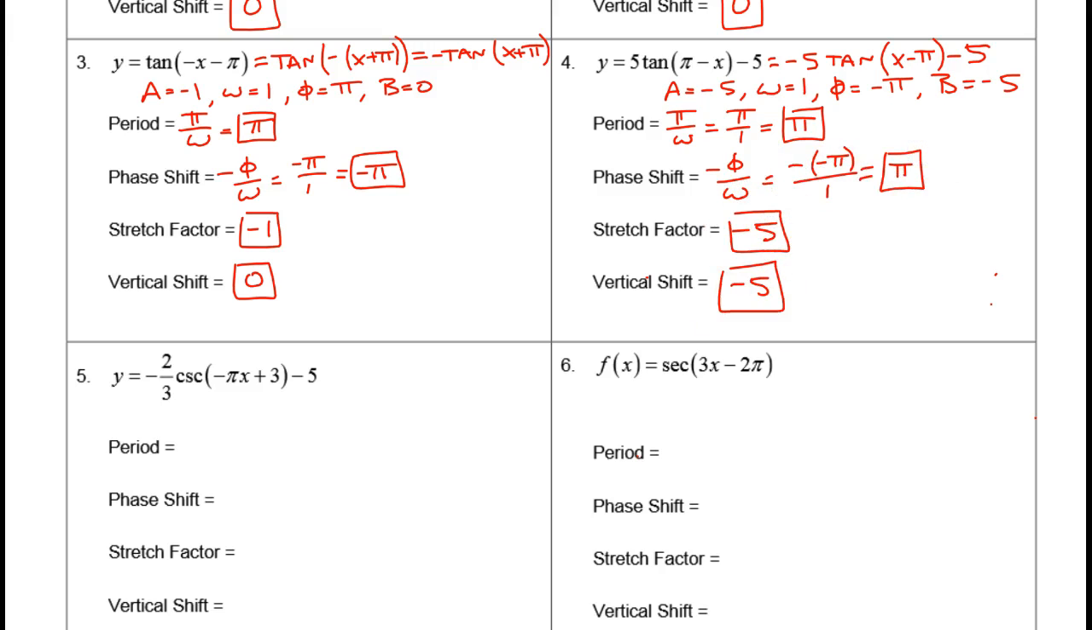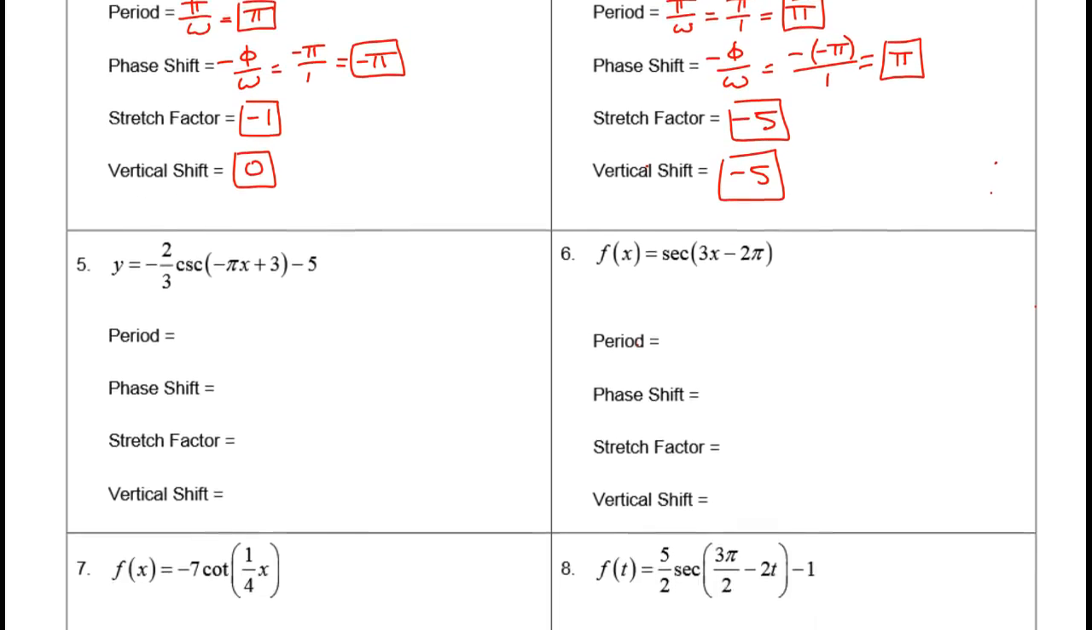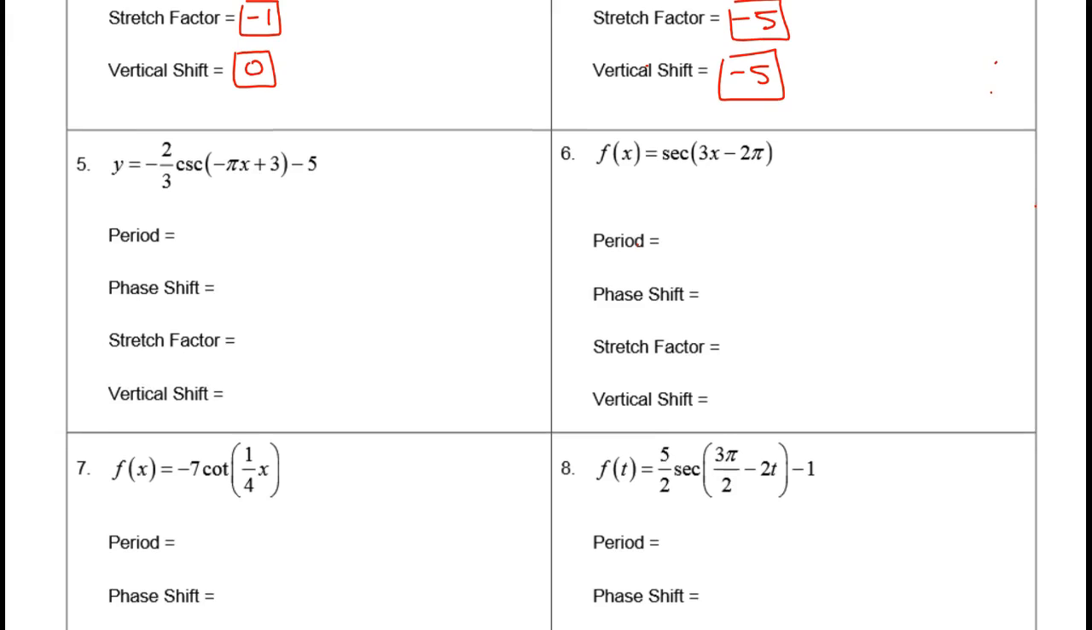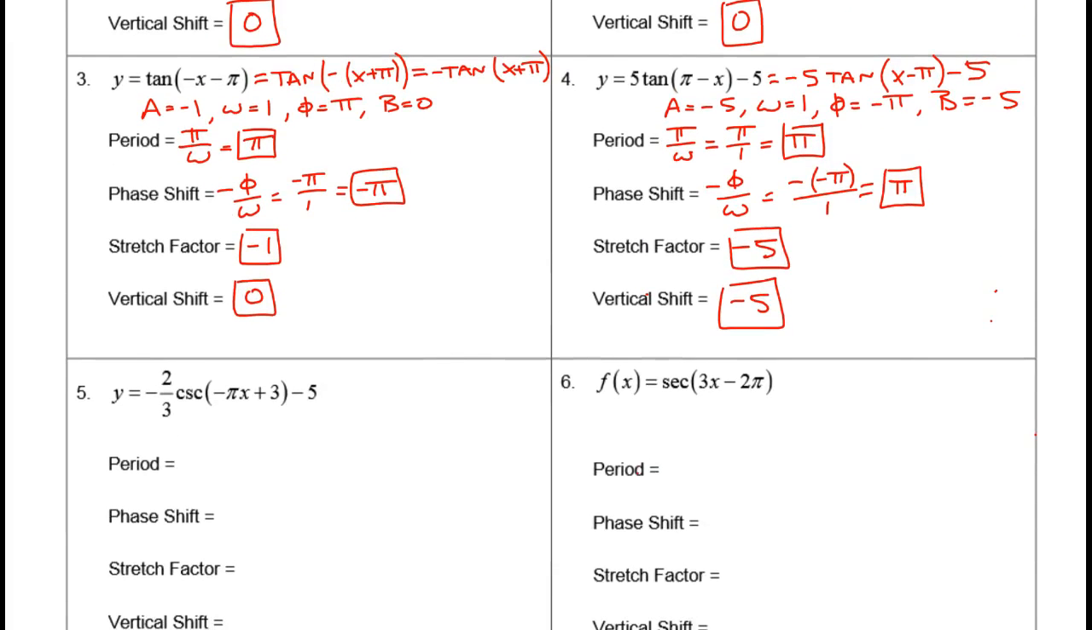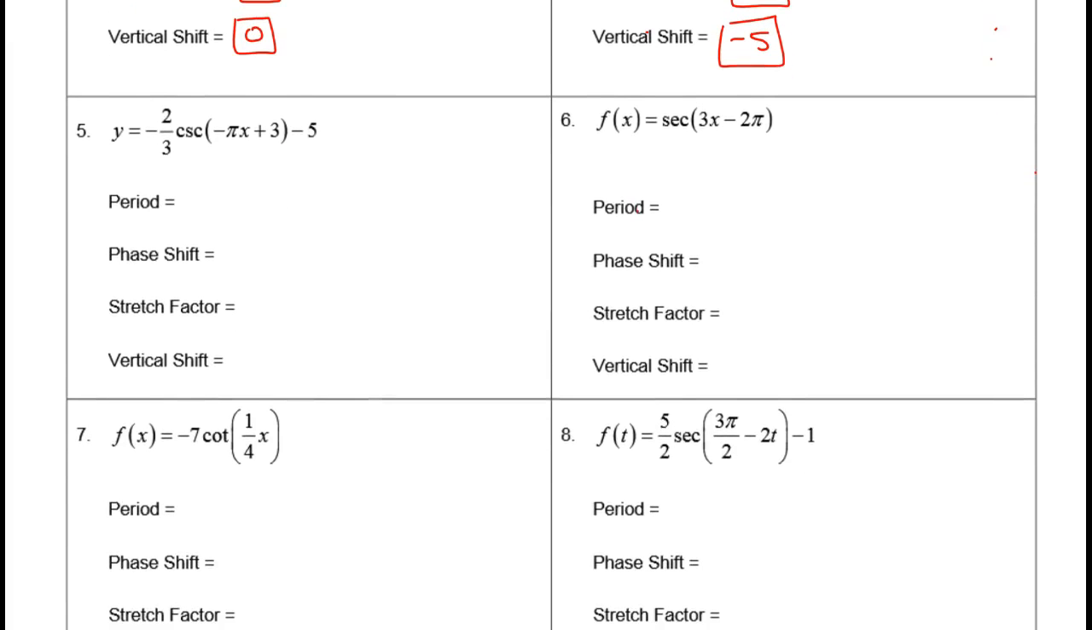All right, folks, there you have those 4 different descriptors of the graph of this example, 5 times the tangent of pi minus x, all minus 5. Let's go ahead and look at example 5 now. I'm going to move back into a cosecant function here, and this one's going to have a period of 2 pi over omega, because we're moving away from these 2 examples that involve tangent into cosecant. So here you go.